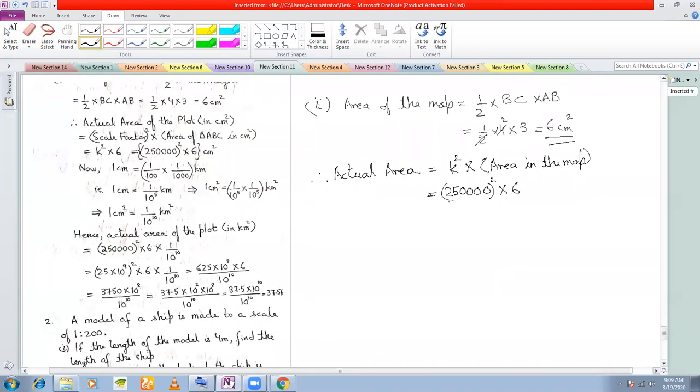Since a huge number is involved, you write it in the exponential form. So you write this as 25 into 10 to the power of 4 whole square into 6. Now remember, whatever we are getting, we are getting in centimeter square. We are talking about a huge area measured in centimeter square, so that is why you are getting a huge number. This is 625 into 10 to the power of 8 into 6.